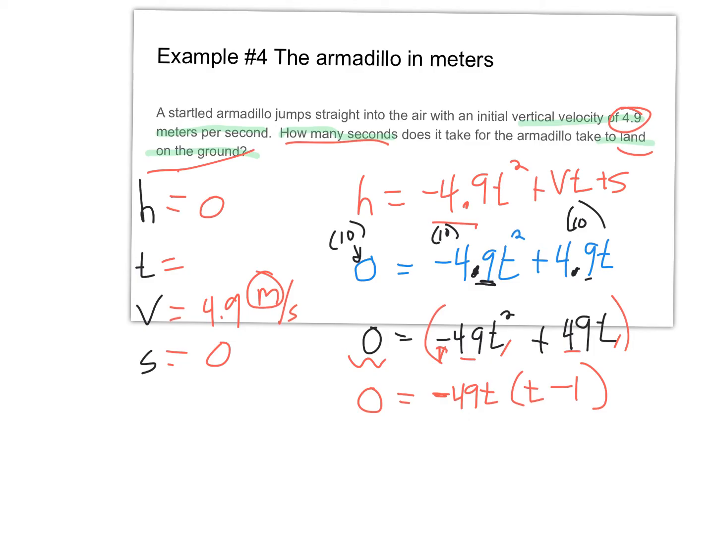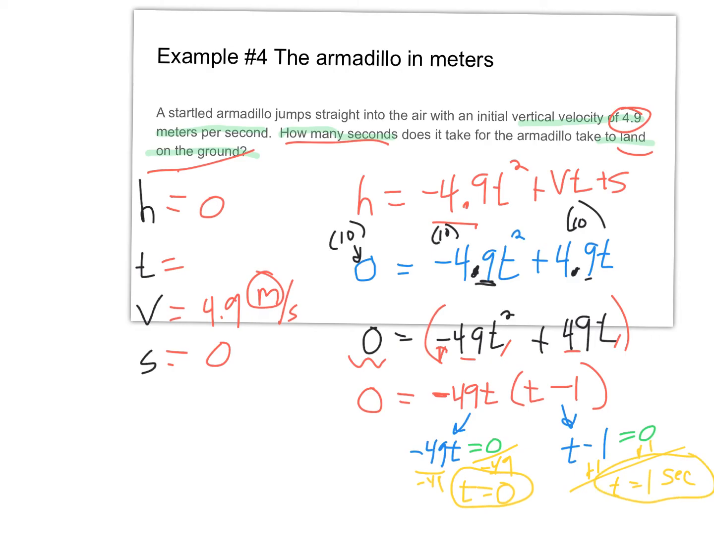So now at this point, let's pull this apart. So negative 49t, t minus 1. Set the pieces to 0. Now solve what we got. Divide by negative 49. So 0 divided by negative 49 is just 0. So there's t equals 0. Now over here, add 1. So t is equal to 1. So it'll take this armadillo a second before it comes back to the ground.